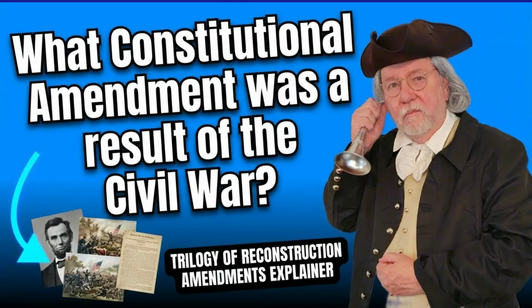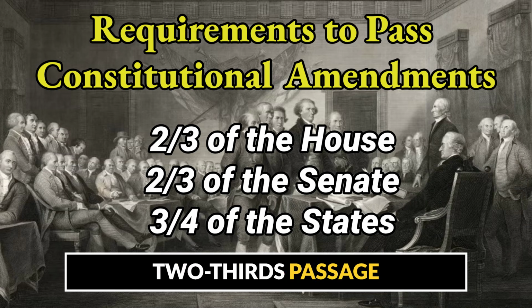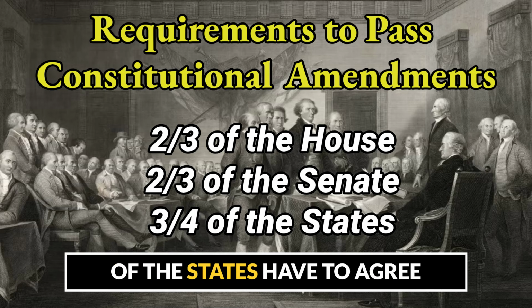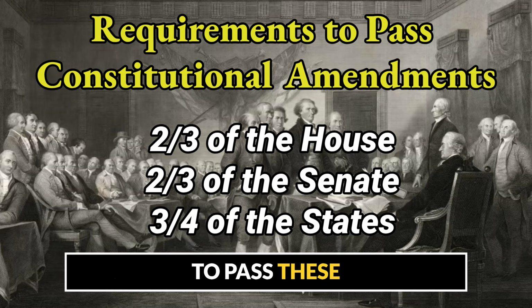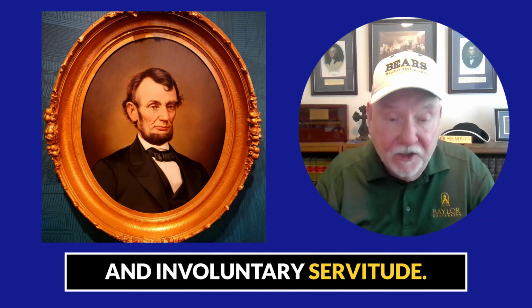I refer to it as the trilogy of Civil War amendments. Some folks call it the Reconstruction Amendments, but they're all passed by Congress, which requires 2/3 passage of the House, 2/3 of the Senate, and then 3/4 of the states have to agree to pass these constitutional amendments. The 13th abolished slavery and involuntary servitude.